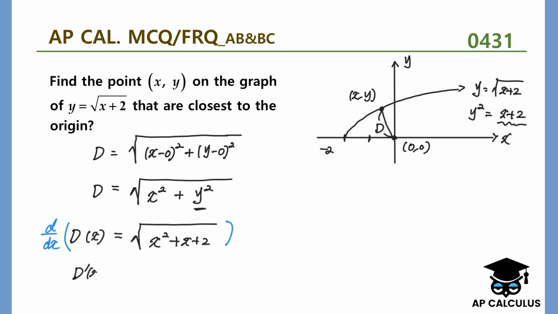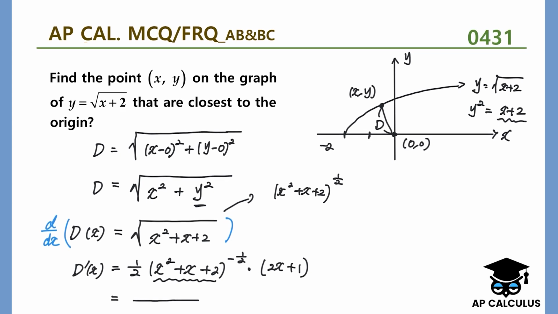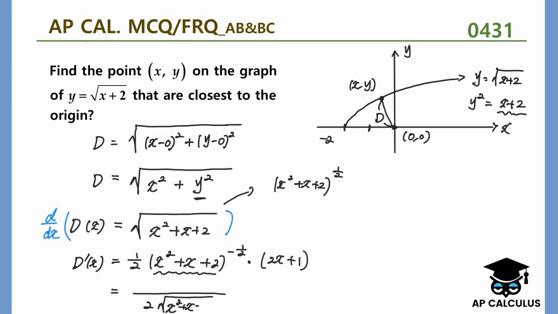So we have d prime of x is equal to, remember, square root is x squared plus x plus 2 to the power of 1/2, right? So the derivative of that, that's 1/2 times x squared plus x plus 2 to the power of -1/2 times the derivative of this expression right here, chain rule. So that's a 2x plus 1, right? So if we rewrite this, the denominator will have a 2 times the square root of x squared plus x plus 2. Numerator we have a 2x plus 1.